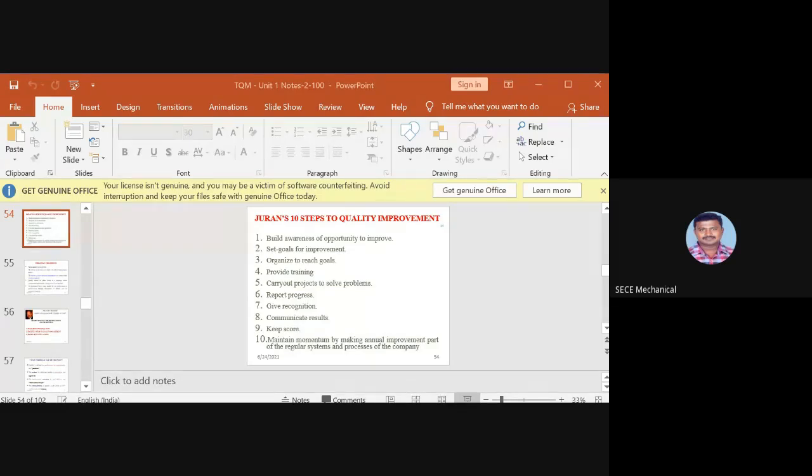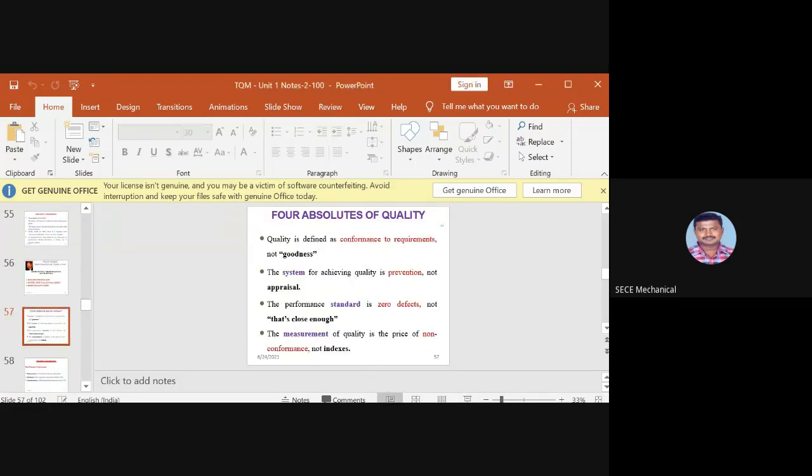And next are the four absolutes of quality. So we need to discuss the four absolutes of quality. The first absolute is the definition of quality. The definition of quality is conformance.